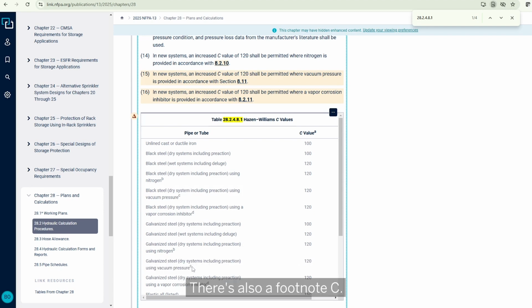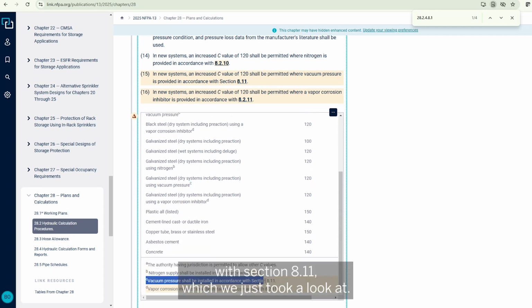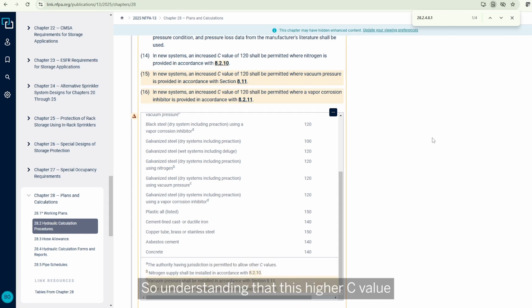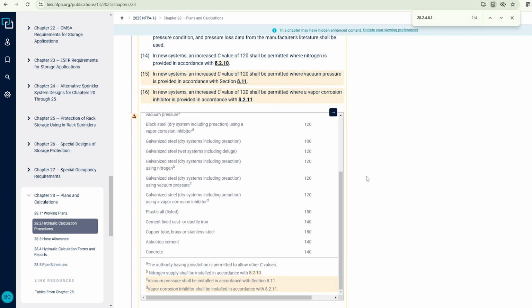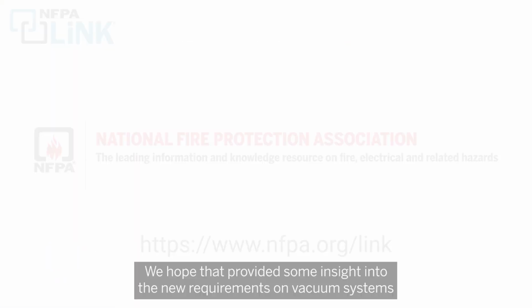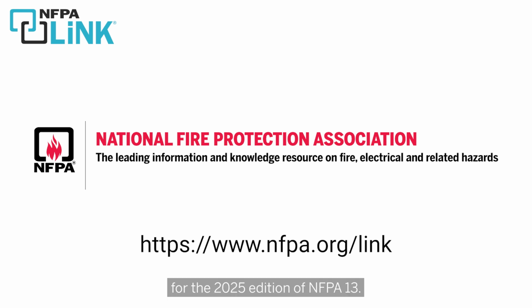There is also a footnote C. Let's scroll down to see what that says. Vacuum pressure shall be installed in accordance with section 8.11, which we just took a look at. So understanding that this higher C value will allow us to have a lower overall friction loss is a good benefit for using vacuum systems. We hope that provided some insight into the new requirements on vacuum systems for the 2025 edition of NFPA 13.